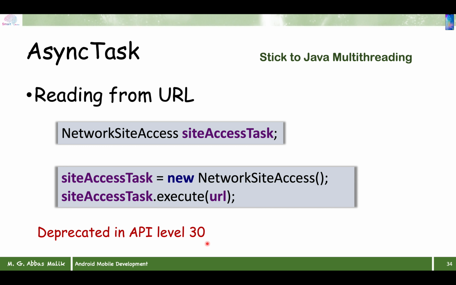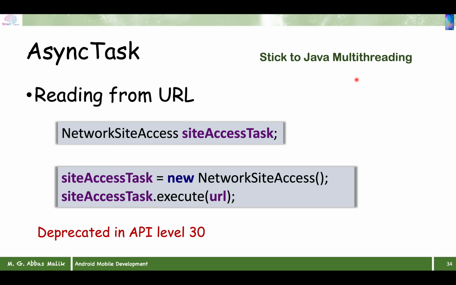We can still use the async task. In the practical demo I will show you how we can do that, but definitely it is not recommended now that you use the async task. We have to stick to the basic Java multi-threading options, to avoid that in future this particular class will be removed from the API. And if your application is using the async task method to do the threading, then automatically this application needs to be updated or changed in the future. So it's better that you don't use it.